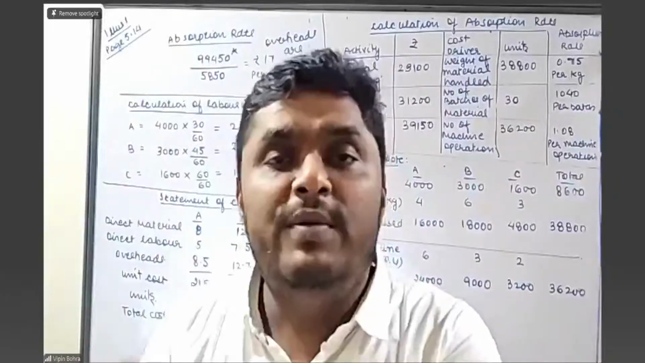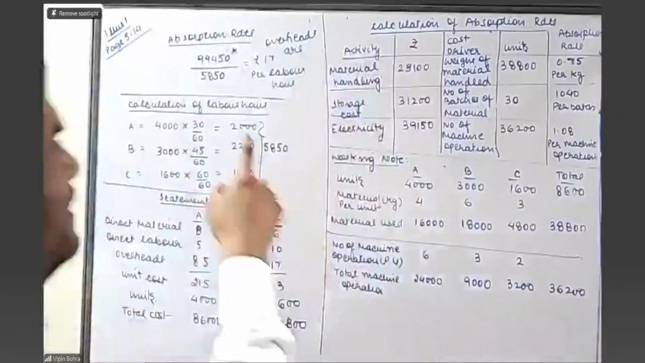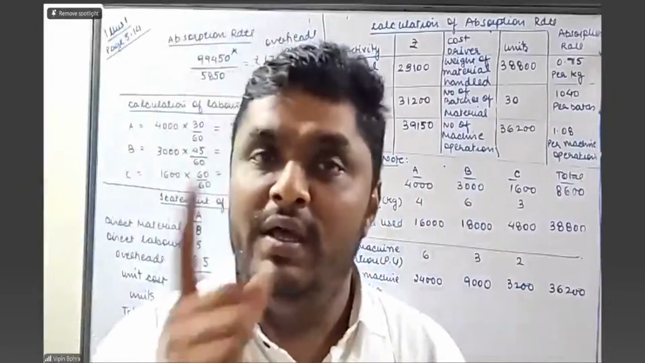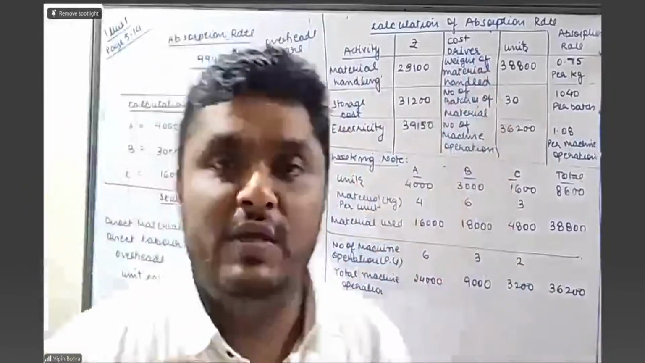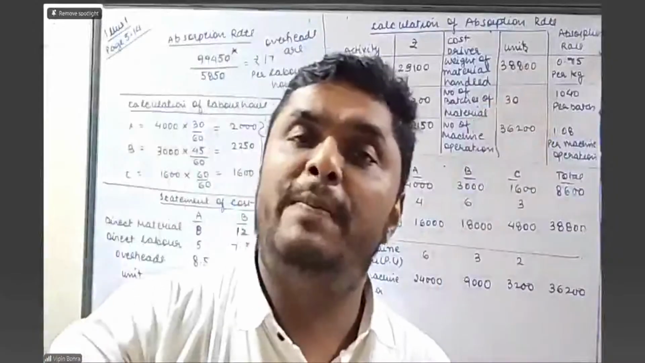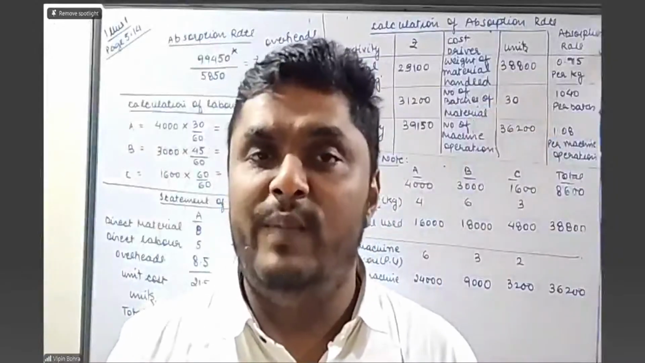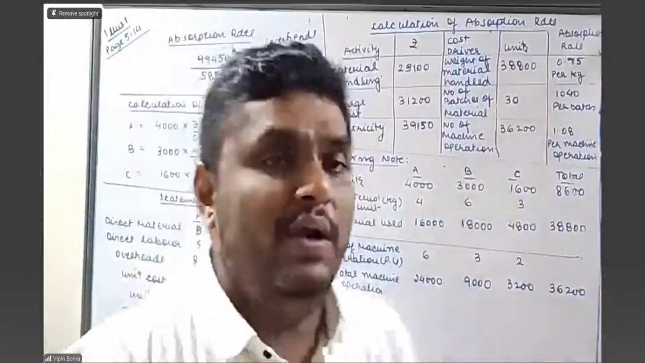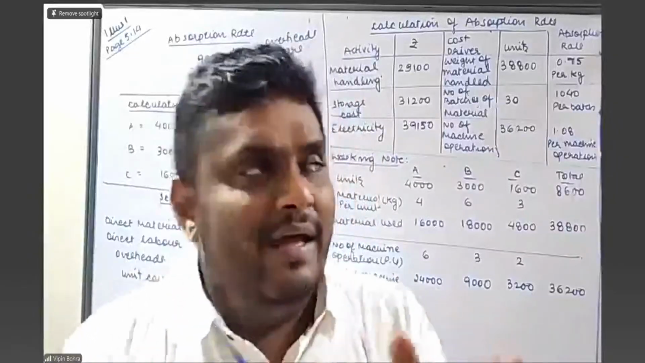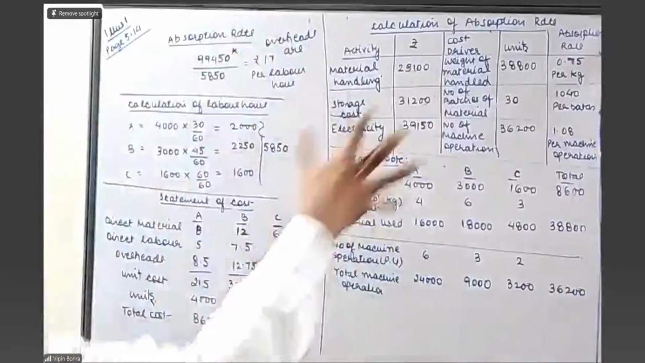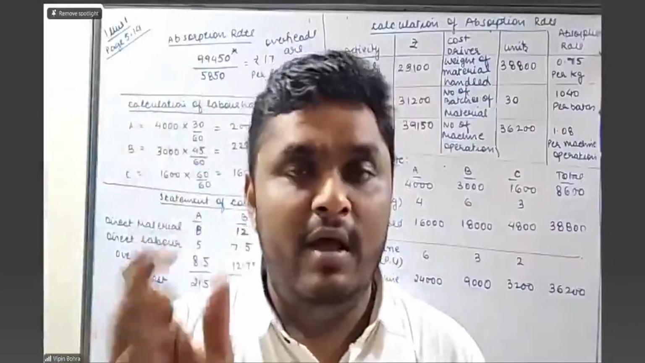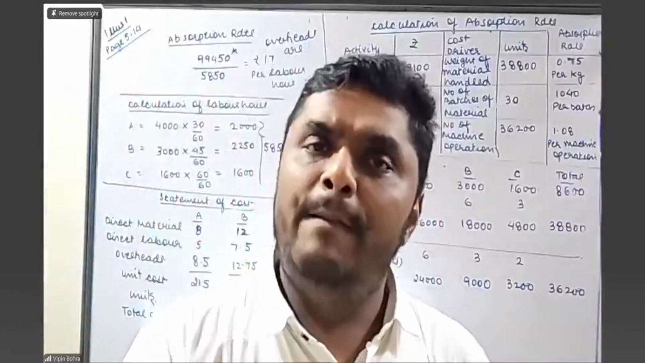If any information is missing, see, in this question the information was missing as regards labor hours, so I prepared a working note. In this part, the weight of material was missing, so we prepared a working note to calculate it. We also prepared a working note to calculate the number of machine operations. So the key is 1, 2, 3, and the statement. These are the four major statements. If any information is missing, prepare the working note.